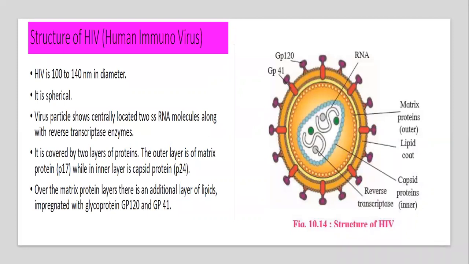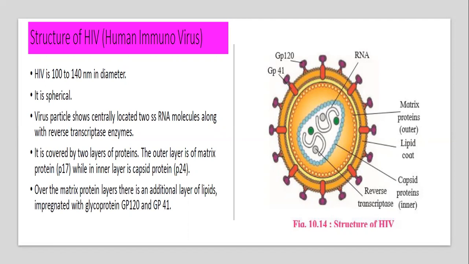Next is the structure of the AIDS virus. HIV का structure कैसा है? See, here you need to know the diameter of it. If you see, it's completely spherical. It shows ssRNA, that is single-stranded RNA, present over here. It shows presence of an enzyme, called reverse transcriptase. It is surrounded by two layers of proteins. You can see the two protein layers outside. The outer layer is made up of P17 protein, and the inner layer is called the capsid protein, which is P24. So the outer layer is P17 protein and the inner is P24.